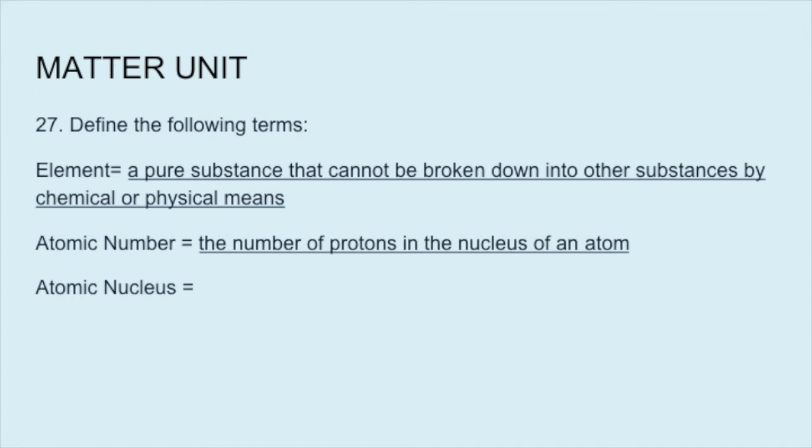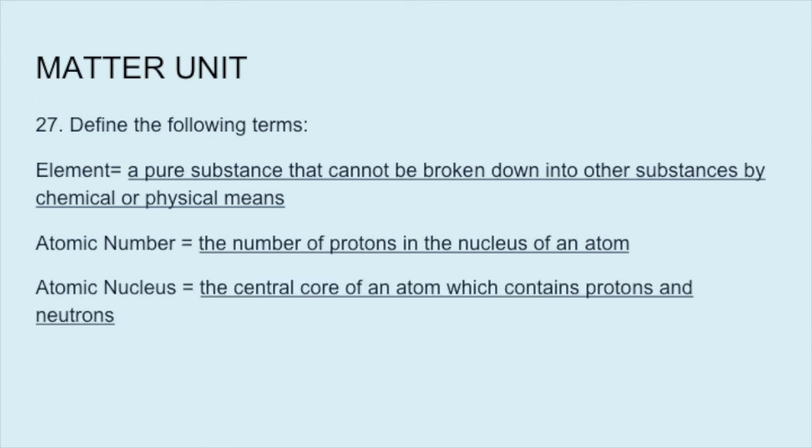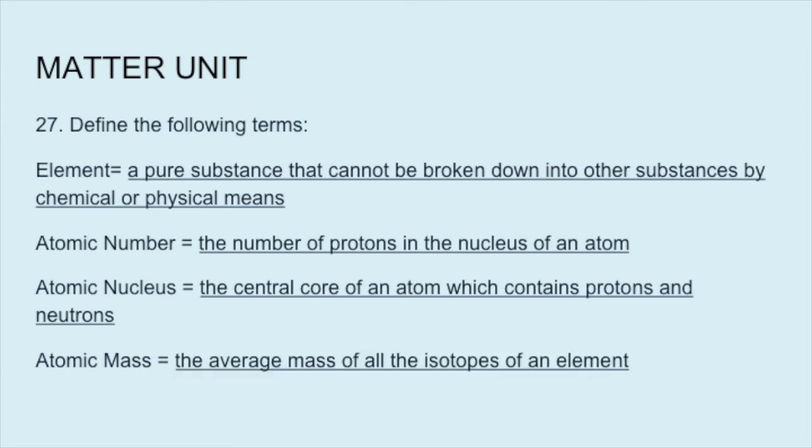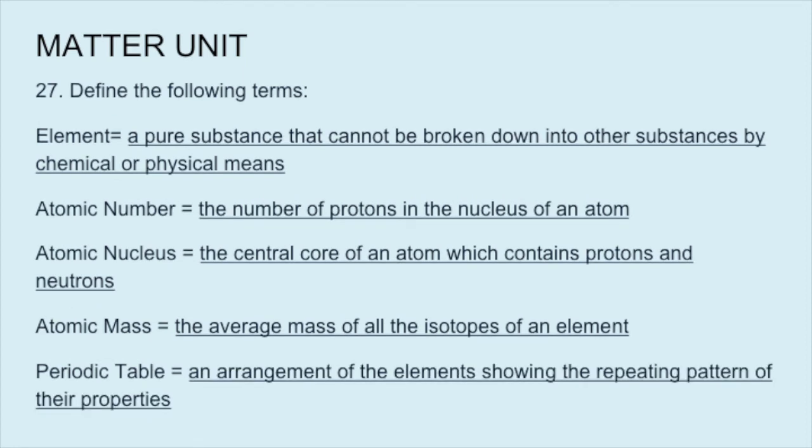Atomic nucleus, that's just the nucleus. That is going to be the central core of the atom that has the protons and the neutrons, and that is where all of the mass of the nucleus is. Remember, electrons weigh next to nothing compared to the rest of the atom, so the nucleus has the mass of the atom. The atomic mass, that is that number on the periodic table, that is the average mass of all the isotopes of an element, so it's usually a decimal number. And the periodic table, we've been using this all year. It is an arrangement of the elements showing the repeating pattern of their properties.